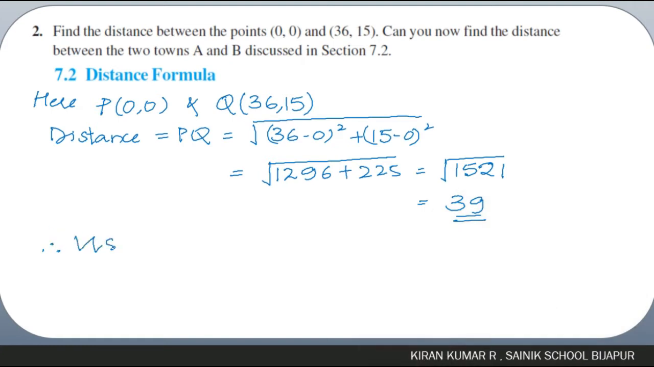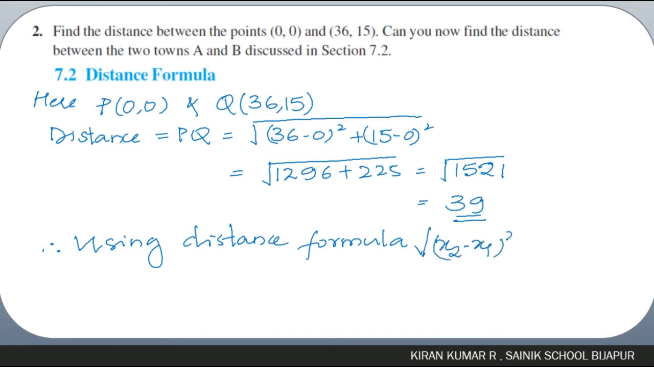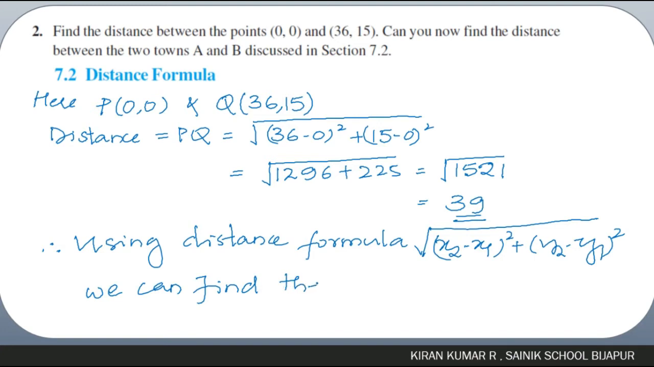Therefore, using the distance formula, root of x2 minus x1 whole square plus y2 minus y1 whole square, we can find the distance between the two towns.